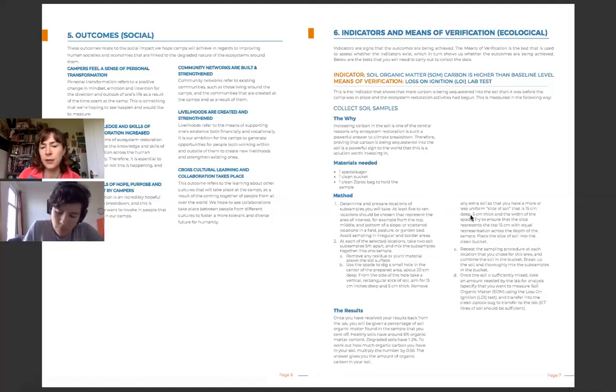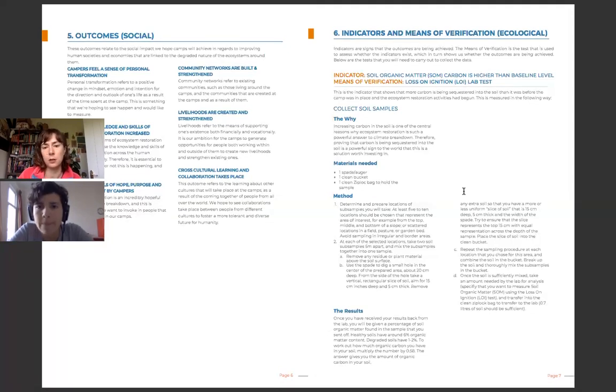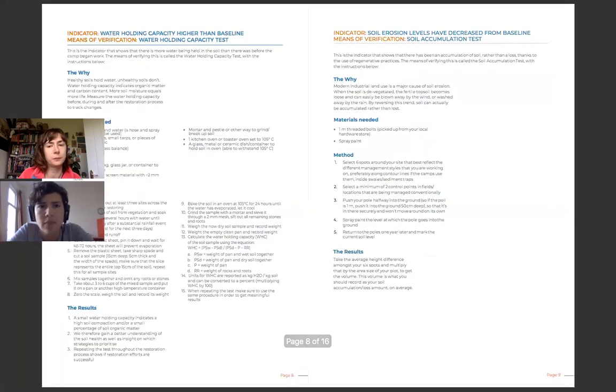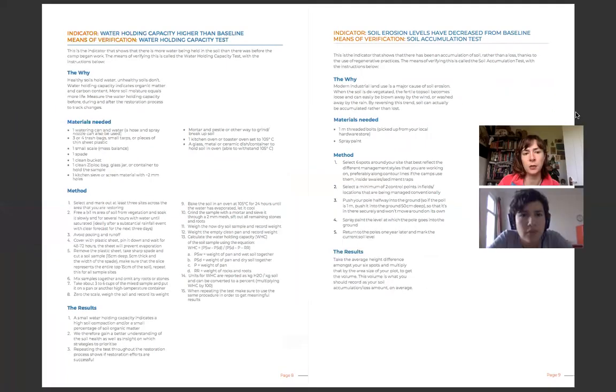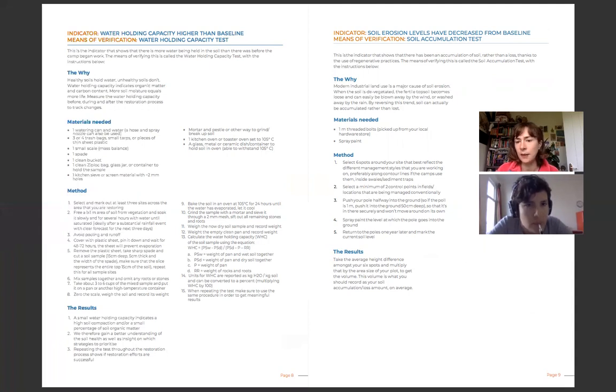So yeah, here are all the instructions for how to collect soil samples. I'm not going to read them out because it's pretty self-explanatory. So the first test is collecting the soil samples and finding a lab to send them to. The next test is called the water holding capacity test. And this is a test that measures the water holding capacity of the soil.